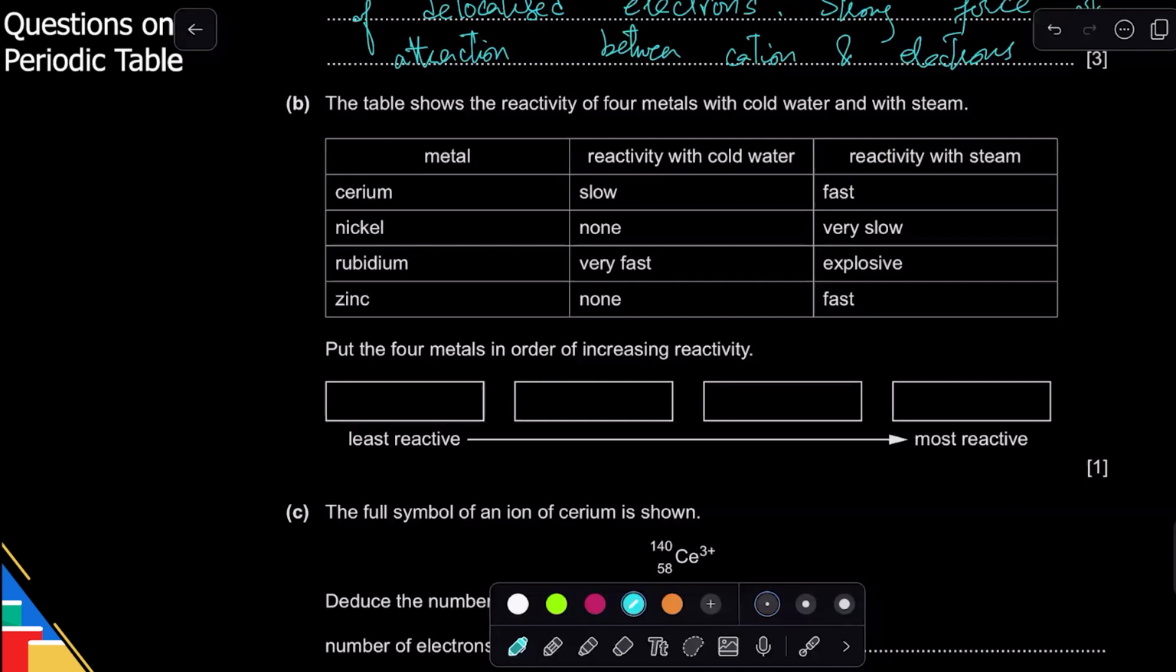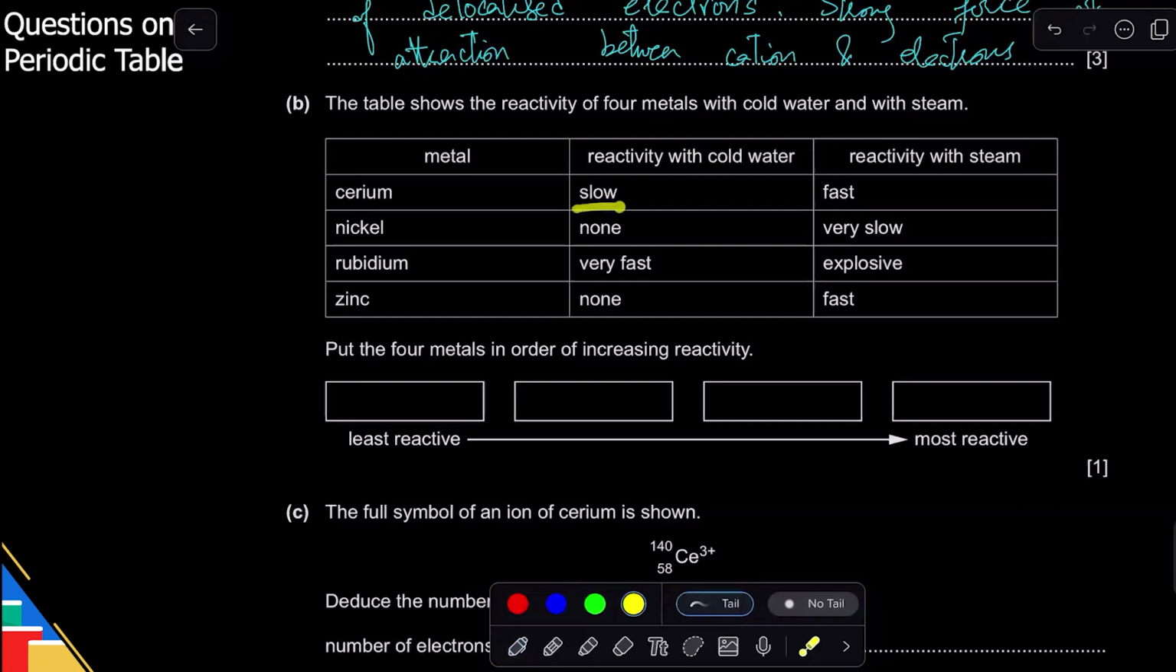ठीक है. Put the 4 metals in order of increasing reactivity. So here we can look at 2 things. One, we can see from the periodic table if they are in the same group, but that's not the case here. What's happening? If you look over here, the things that react slowly are less reactive. The things that react faster are more reactive. So you can clearly see that zinc is not reacting at all, nickel is also not reacting. So they are at the lowest level.